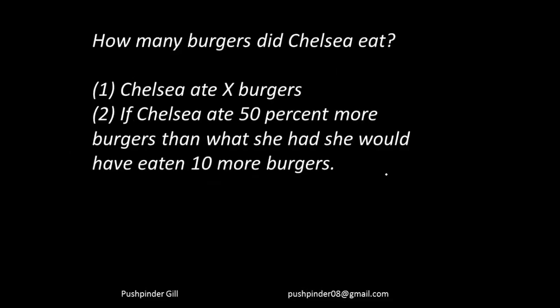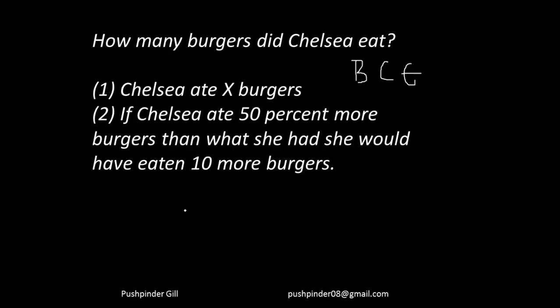So let's see this question. How many burgers did Chelsea eat? Statement 1: Chelsea ate X burgers. Is it giving us the answer? No, it's not. I don't know what the value of X is. So as soon as I get the first statement to be insufficient, I write B, C or E. That means my answer is either B, C or E.